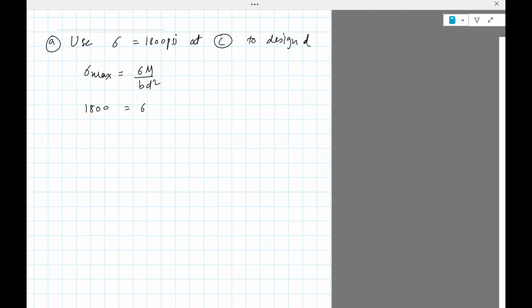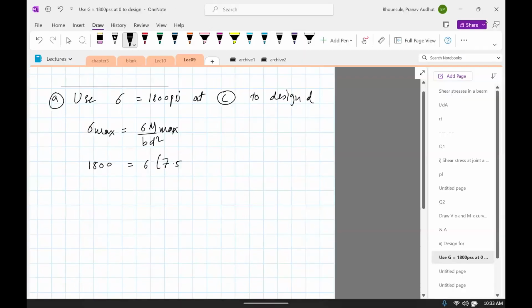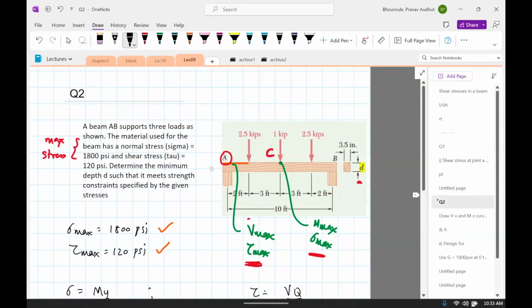Now M is 7.5, right? The maximum stress, M max. I need to convert that. Let's see what the units are. Going back, it's feet and kip-feet, and the units for this are psi, so it's in inches. So I need to convert it from kip-feet to inches.